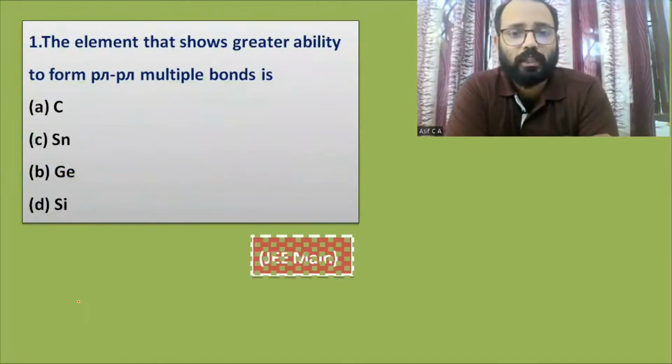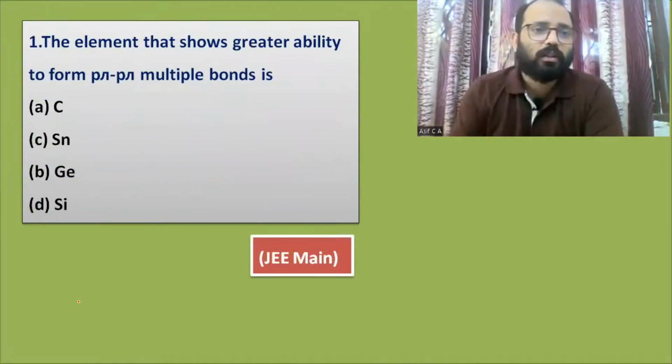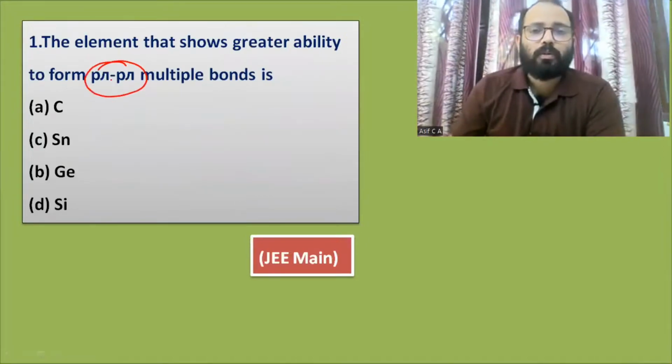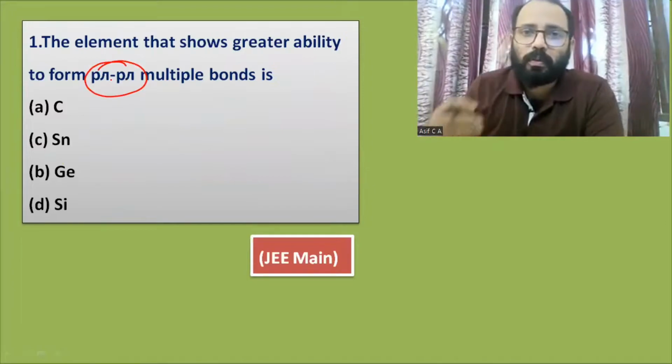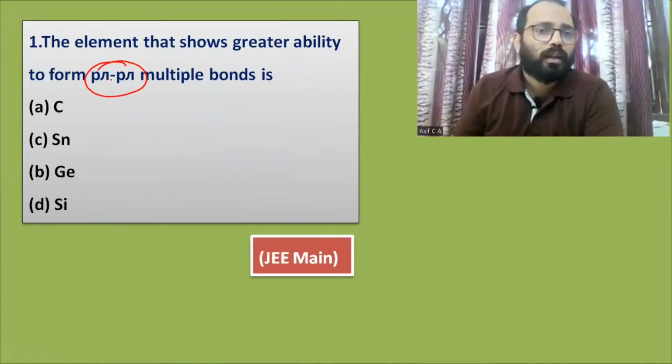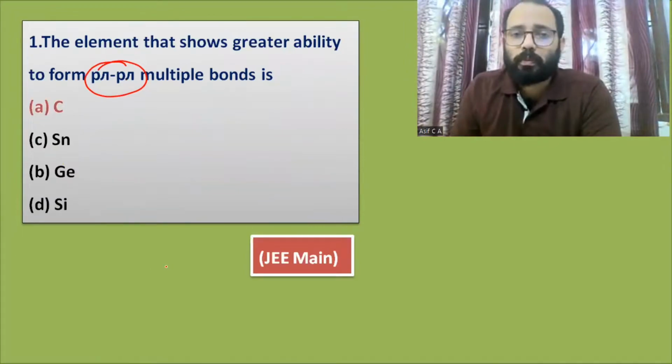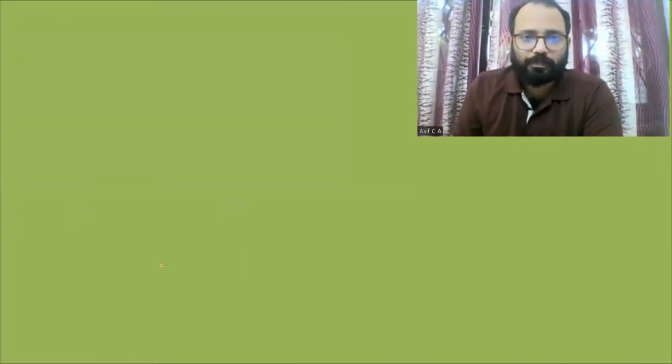Actually, with respect to this, one question came in JEE Main. The question is very simple: the element that shows greater ability to form p-pi multiple bonds. In this group, which element can form p-pi multiple bonds? The answer was also simple. Yes, carbon. It has the ability to form p-pi multiple bonds.